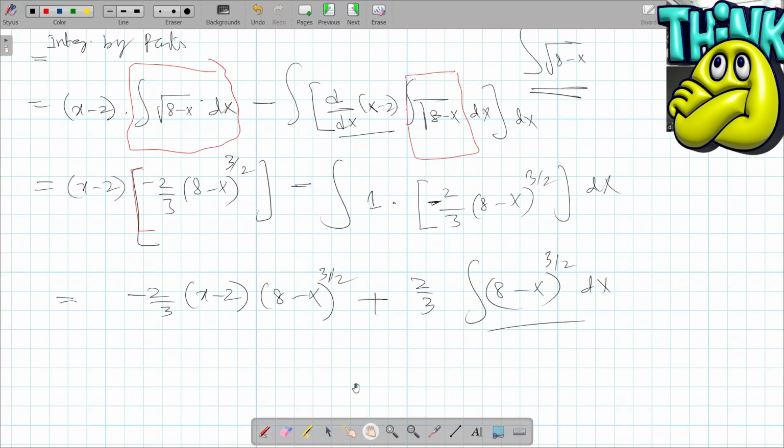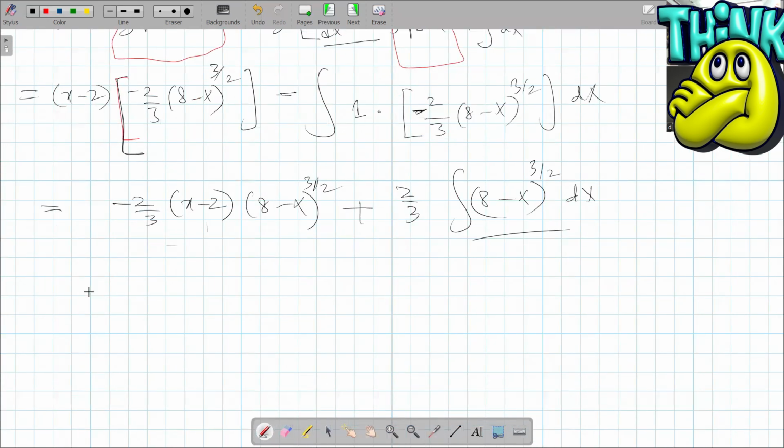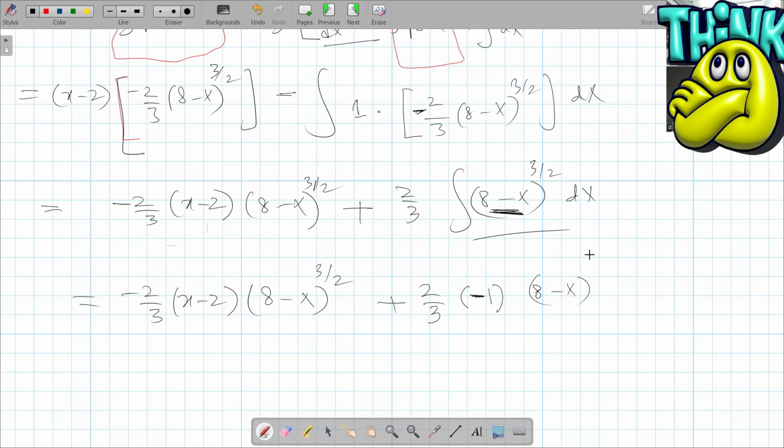And this is easy. Again, apply the general power rule. What is the derivative of the inner function? Minus 1. So let's make it present inside so that we can apply the power rule. So just apply the power rule. It will become 5 upon 2, right? And add a constant here.